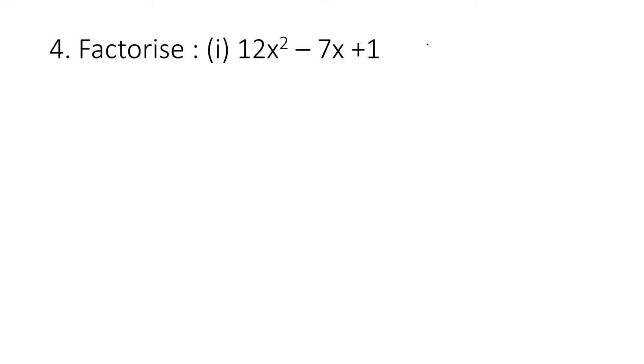So next is factorize 12x square minus 7x plus 1. So we can go for splitting the middle term. So the sum of the roots is minus 7, and what is the product? Product will be the product of 12 and 1, that is 12 into 1 is 12. Now we have to write the factors of 12 in such a way that we get the sum as 7 and product as 12.